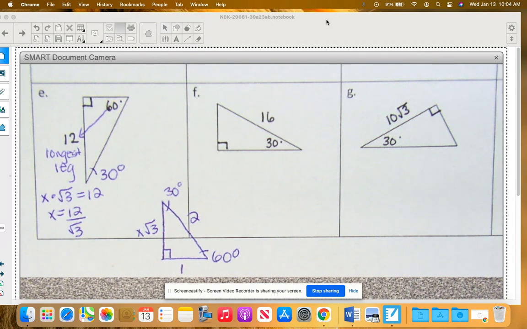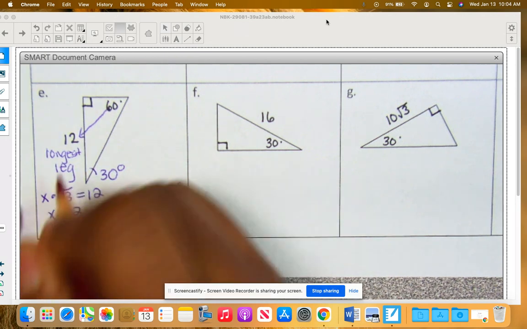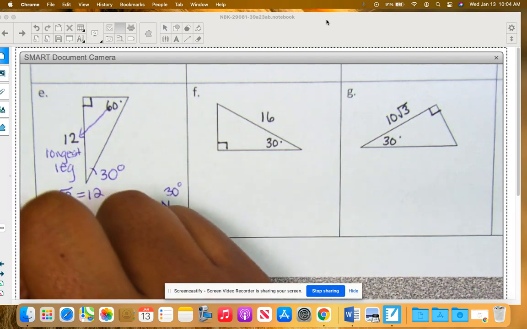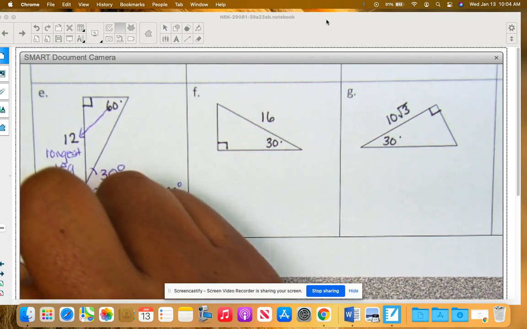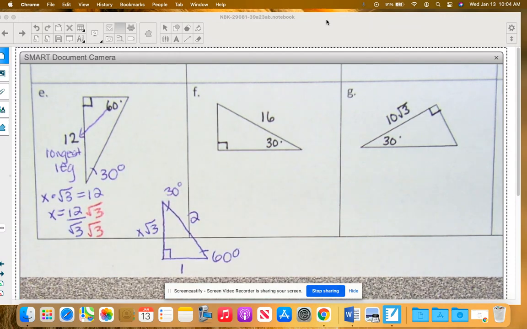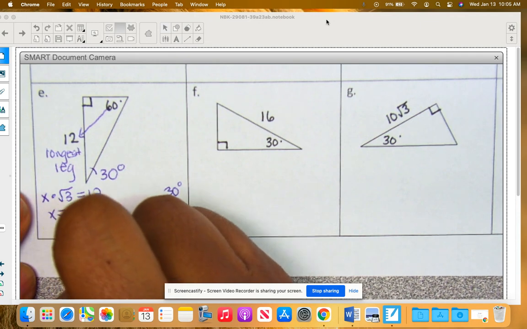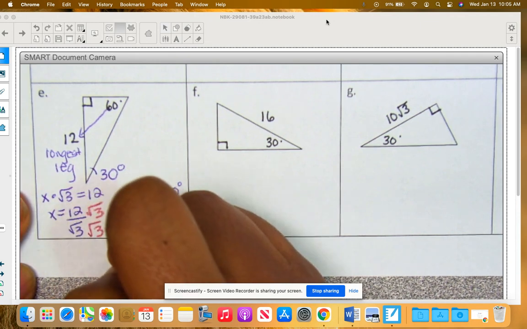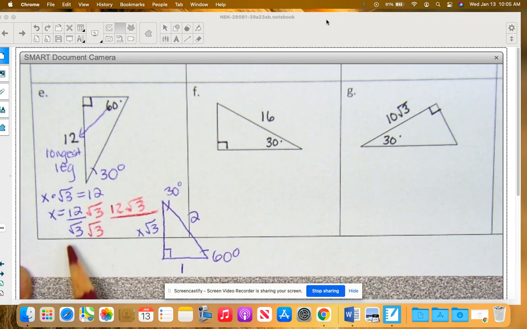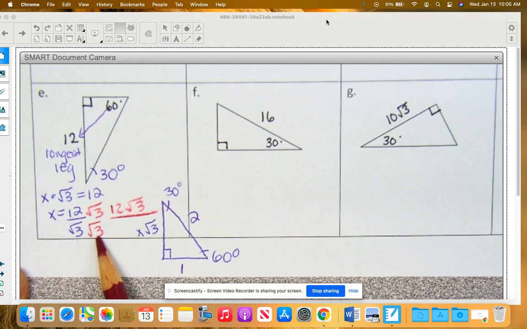Now, in the previous video, I introduced you to this concept called rationalizing. All you do is multiply the top and bottom by whatever the square root is. So if this is the square root of 3, we're going to multiply the top and the bottom by the square root of 3. On top, we're left with 12 square roots of 3 because I cannot put those together. And on the bottom, the square root of 3 times the square root of 3, the square roots cancel, and you're left with 3.